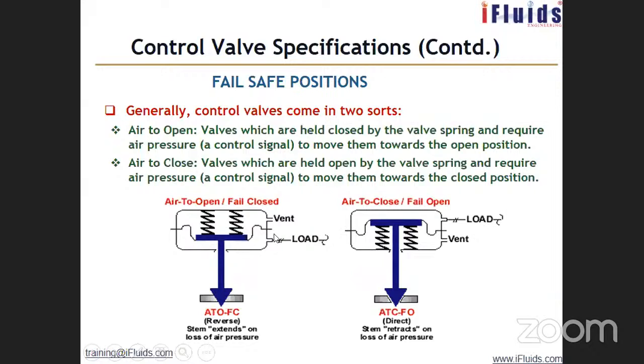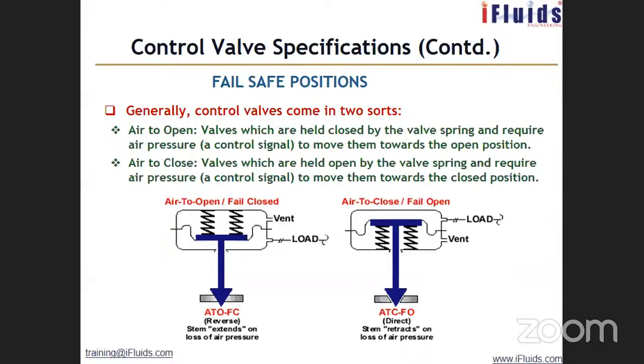In this case, when instrument air fails, the valve will go to the full closed condition. These are called instrument air failure. Failure, we mean failure of the motive fluid. The motive fluid here is instrument air. So air to open means when the instrument air fails, the valve should go to full open position against the valve springs to move them towards the open position.